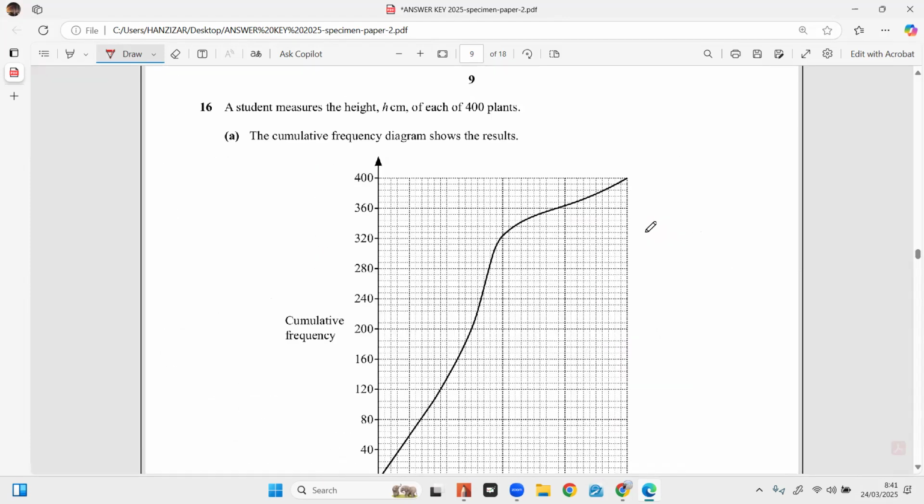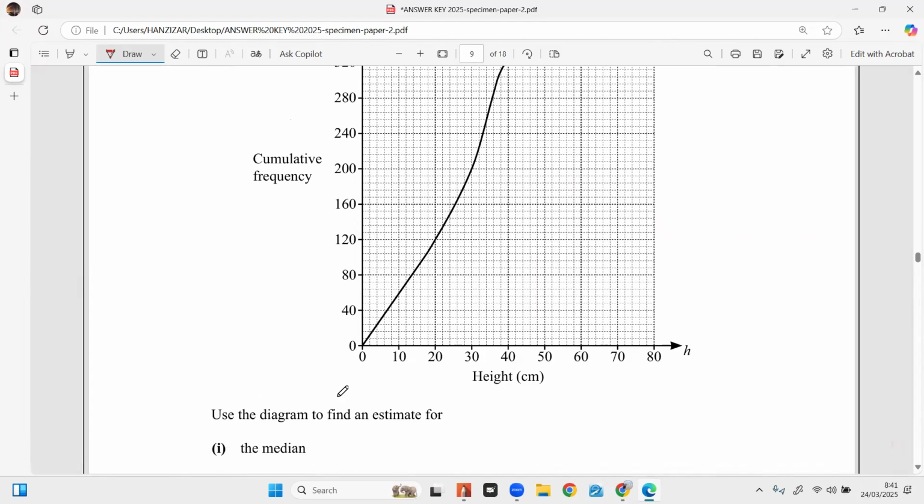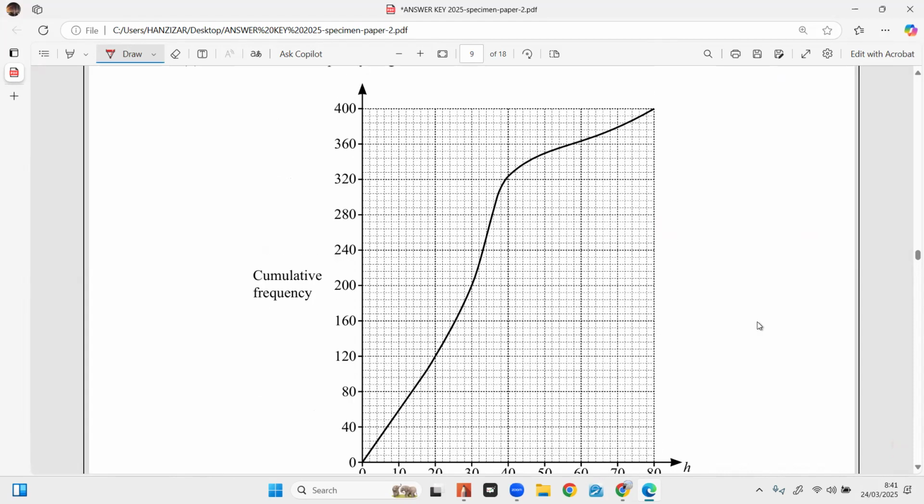Okay, here. Use your diagram to estimate the median. Median is the middle number. We have 400 total data, so the median is about here. So this is the position of the median, not the median itself. And you are going down. Oh, 30. Easy.